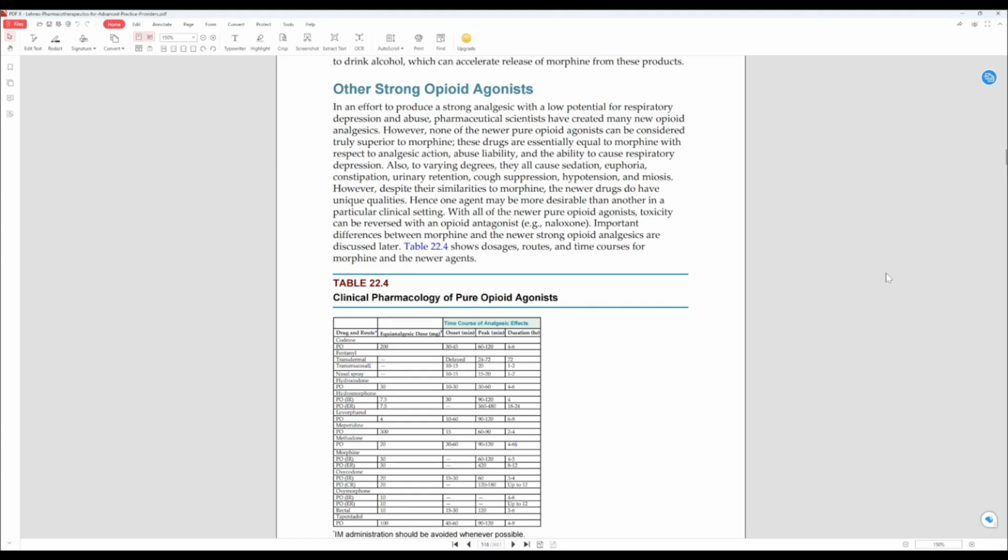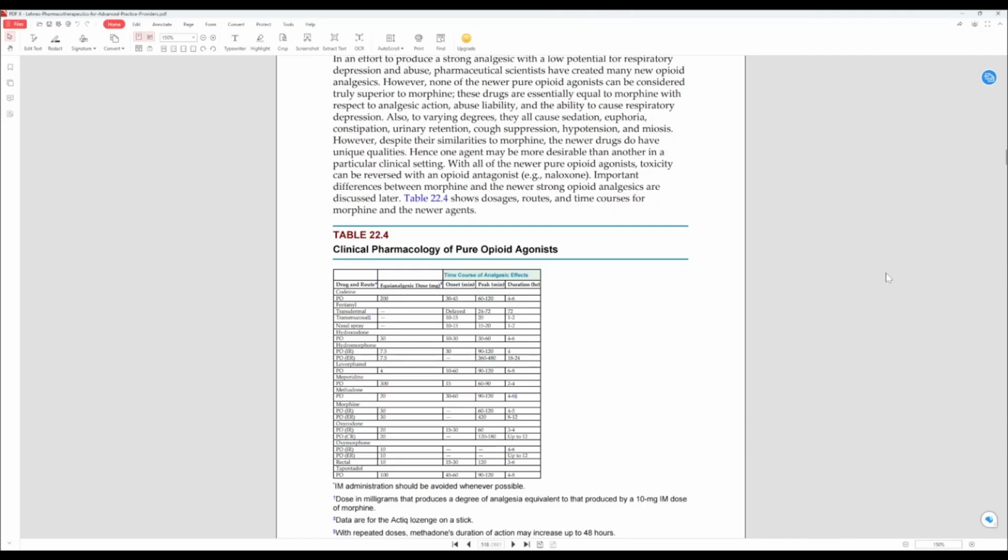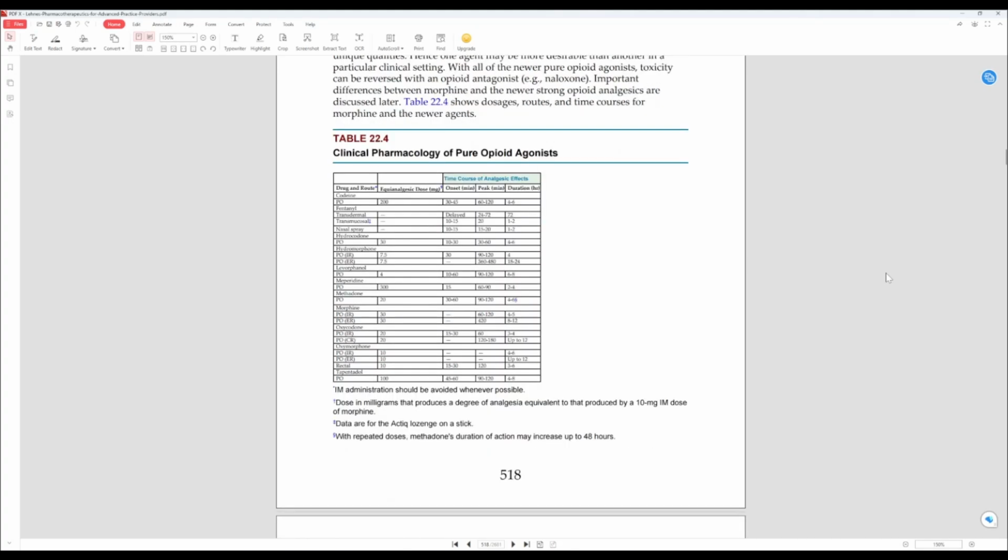However, despite their similarities to morphine, the newer drugs do have unique qualities. Therefore, one agent may be more desirable than another in a particular clinical setting. With all of the newer pure opioid agonists, toxicity can be reversed with an opioid antagonist. Again, Narcan. It's important. Differences between morphine and the newer strong opioid analgesics will be discussed in the following table, which shows the dosage, route, and time courses for morphine and the newer drugs. So again, here's an excellent spot to hit pause so you can see the clinical pharmacology of pure opioid agonists.